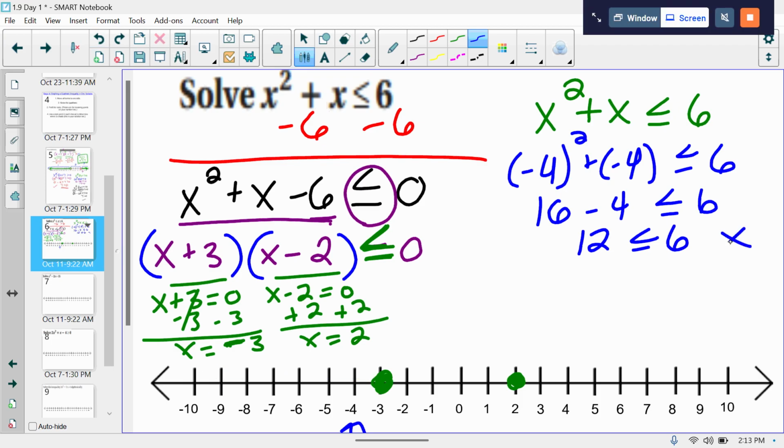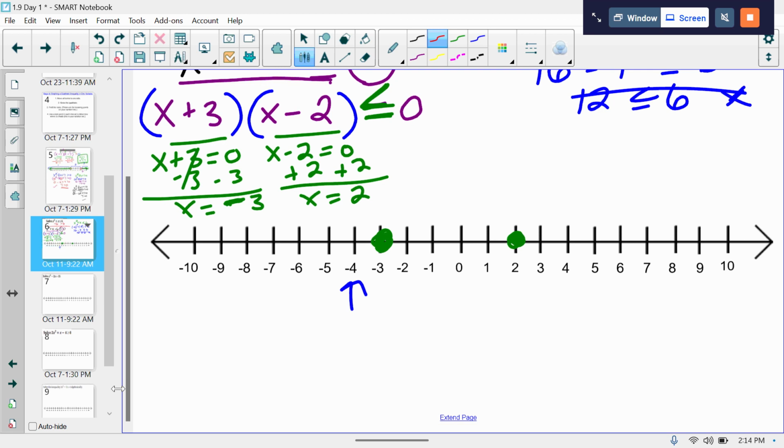We got something false. I'm going to just put an X there because it didn't work, right? Or cross it out. The points down there don't work. Test a point in here to see if it works. Doesn't matter which point you pick. So guess what? 0 is the easiest one to pick.